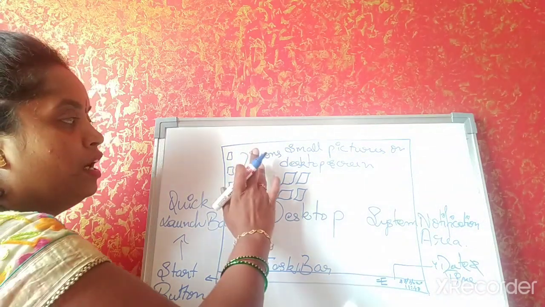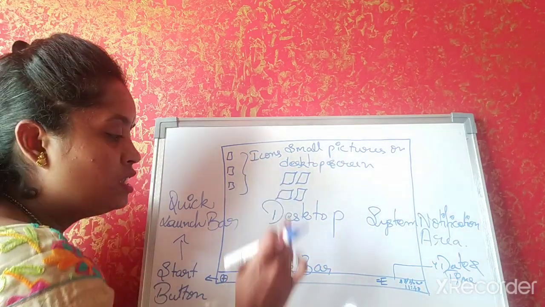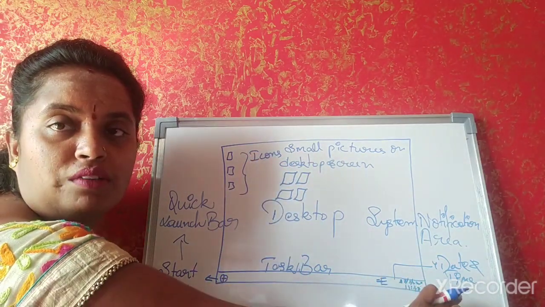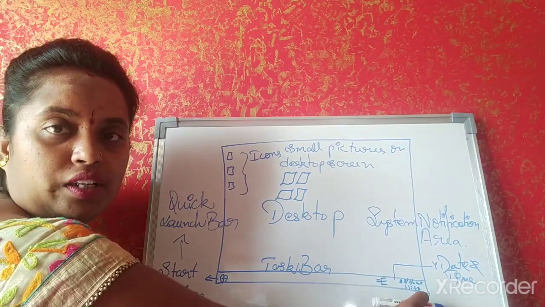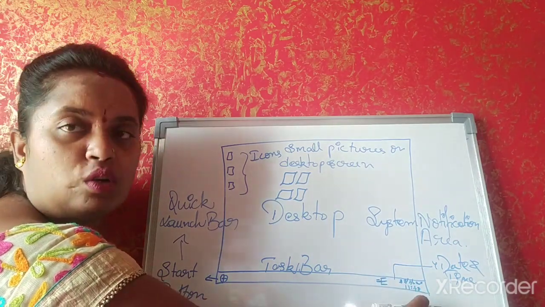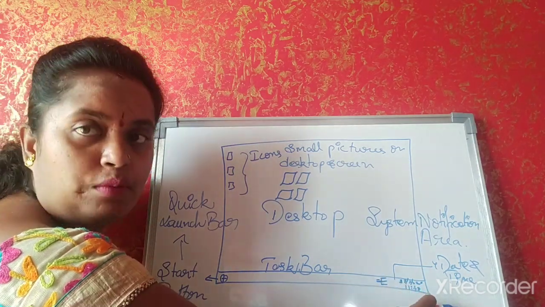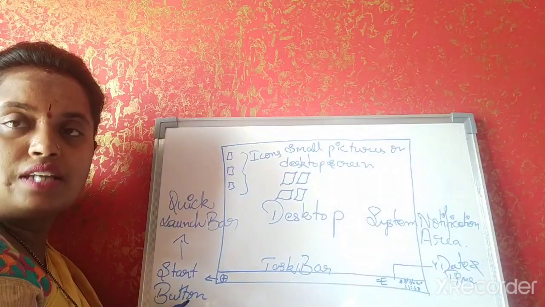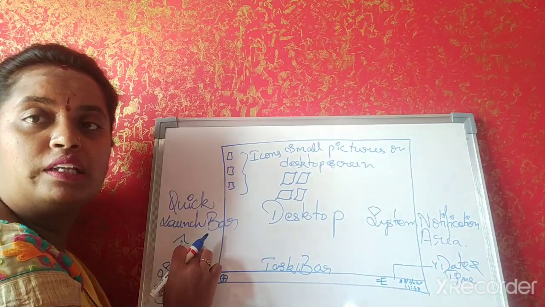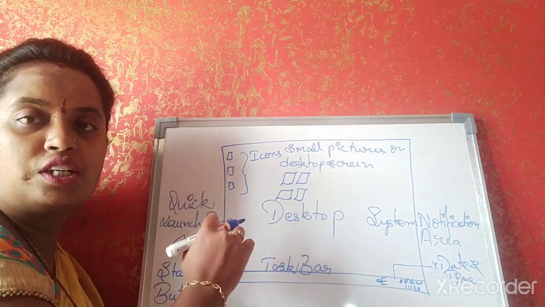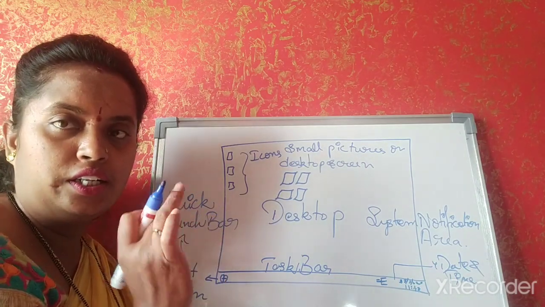Are you getting my point? Icons: small pictures on desktop screen are called icons. Taskbar: the bottom strip of the desktop screen is called the taskbar. The right hand corner of your desktop screen is called the system notification area, where you can change the volume, date and time. Then the start button: once you click on it, it opens the quick launch bar, wherein you can choose whichever application you want. Understood children? Till here did you understand?